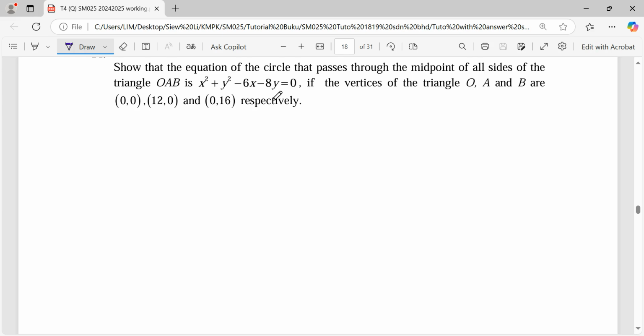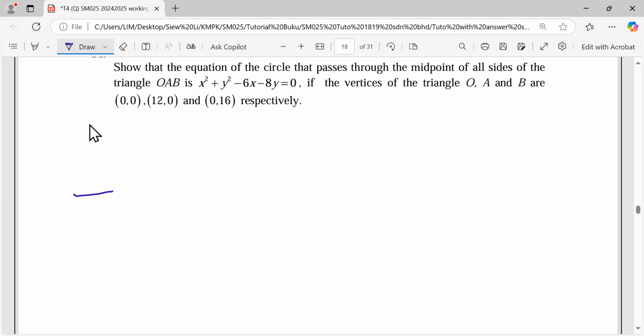So as we understand, we have a triangle. Let's plot this triangle. We have the triangle with origin O, (12, 0), which is coordinate A, and (0, 16) here, which is coordinate B, so it's a right angle triangle.